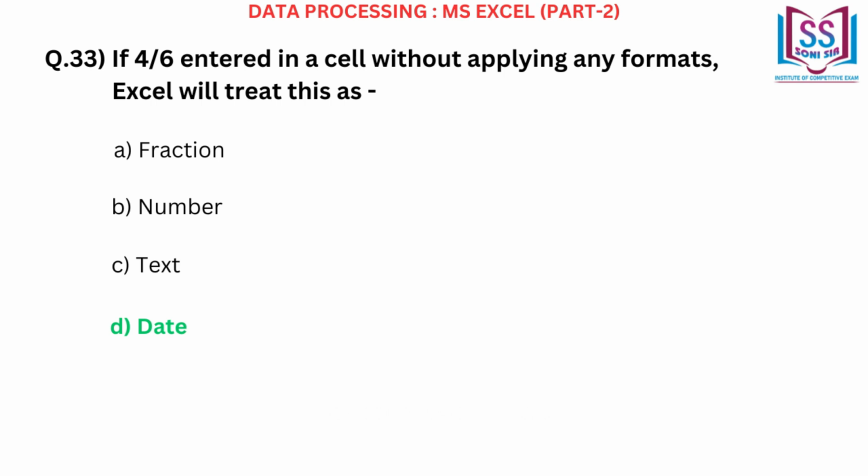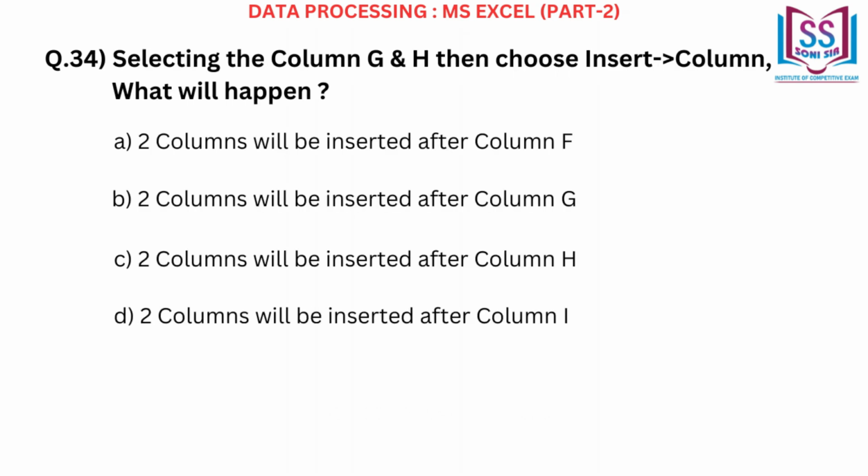Selecting columns G and H, then choosing Insert column, what will happen? A. Two columns will be inserted after column F. B. Two columns will be inserted after column G. C. Two columns will be inserted after column H. D. Two columns will be inserted after column I. Correct answer A. Two columns will be inserted after column F.